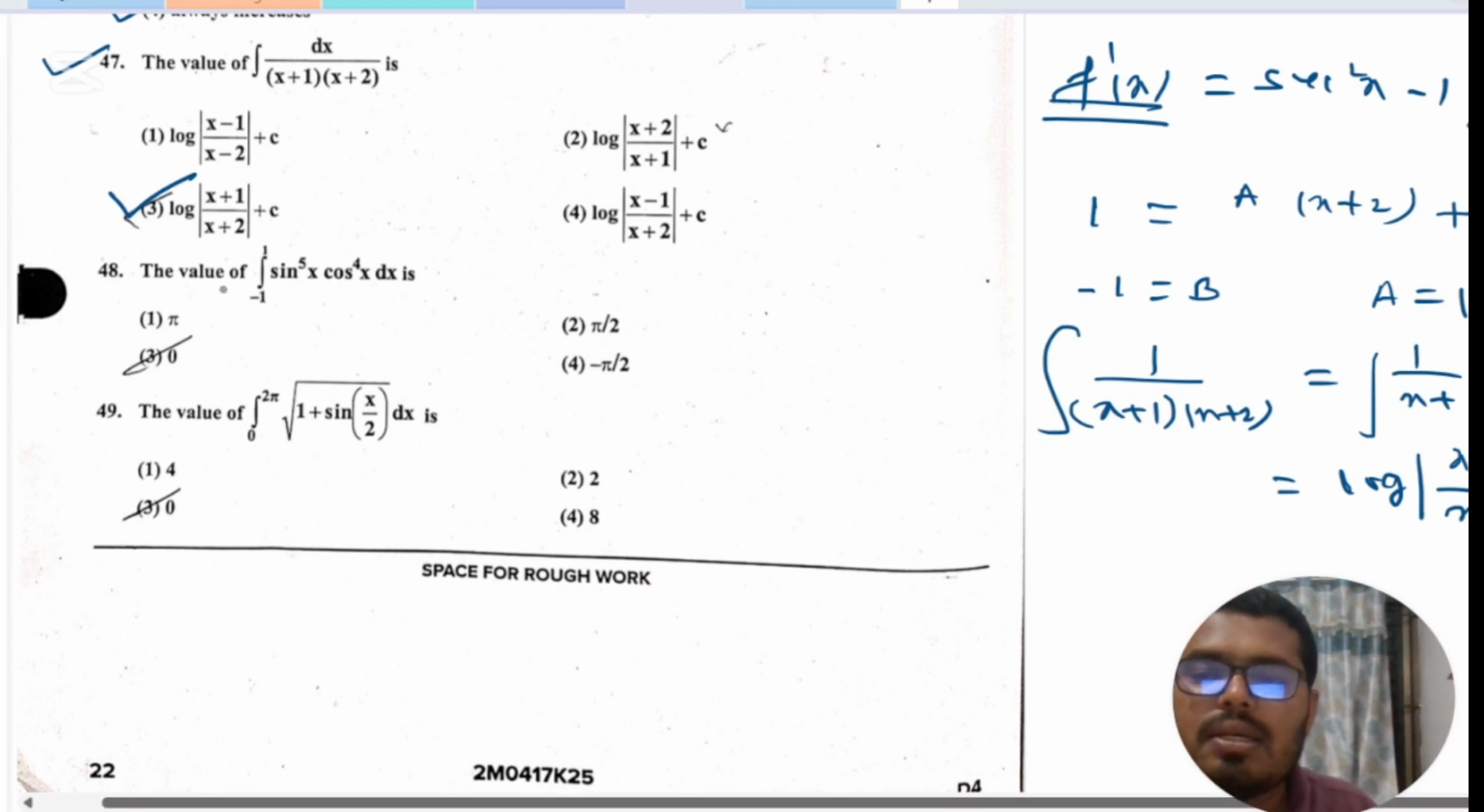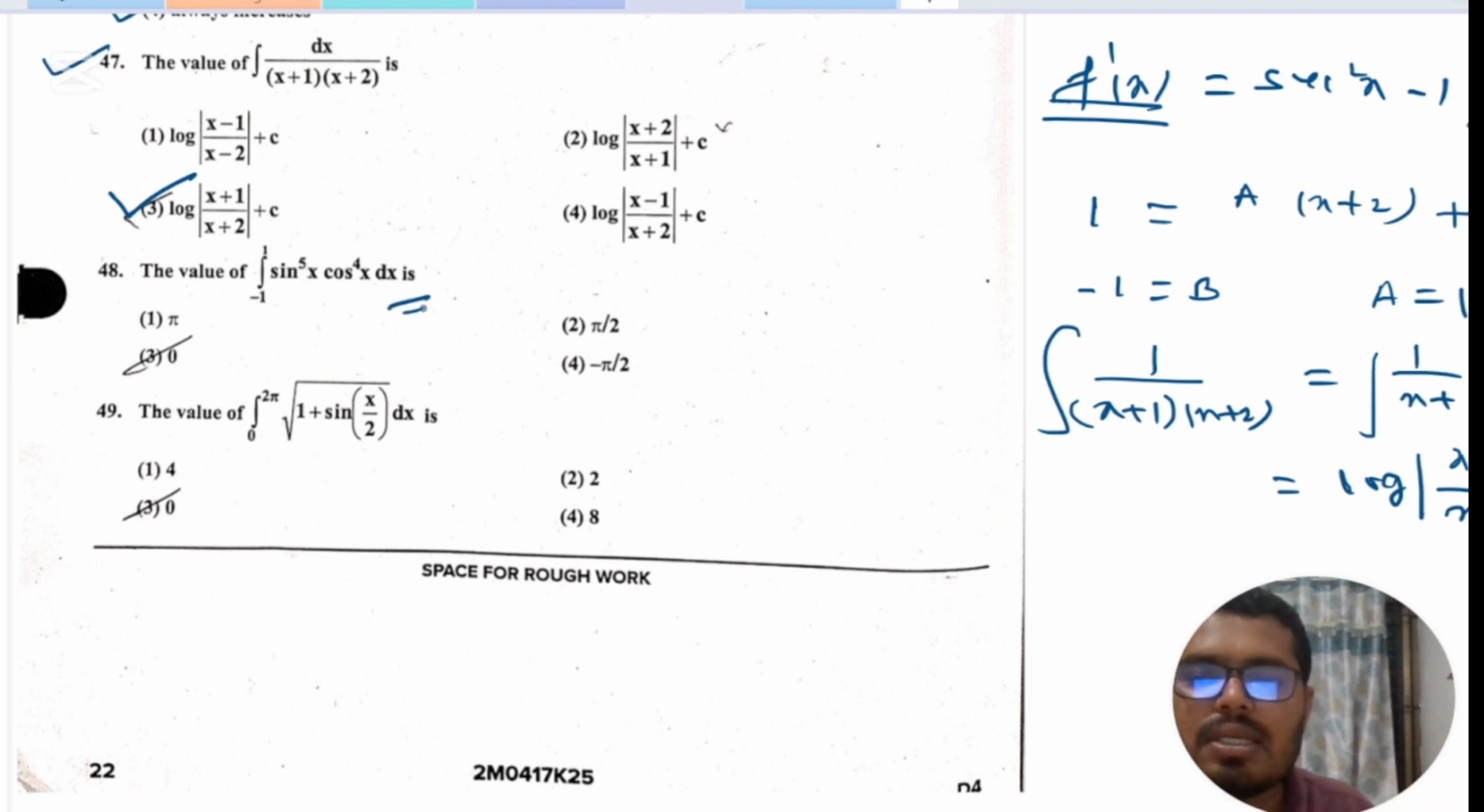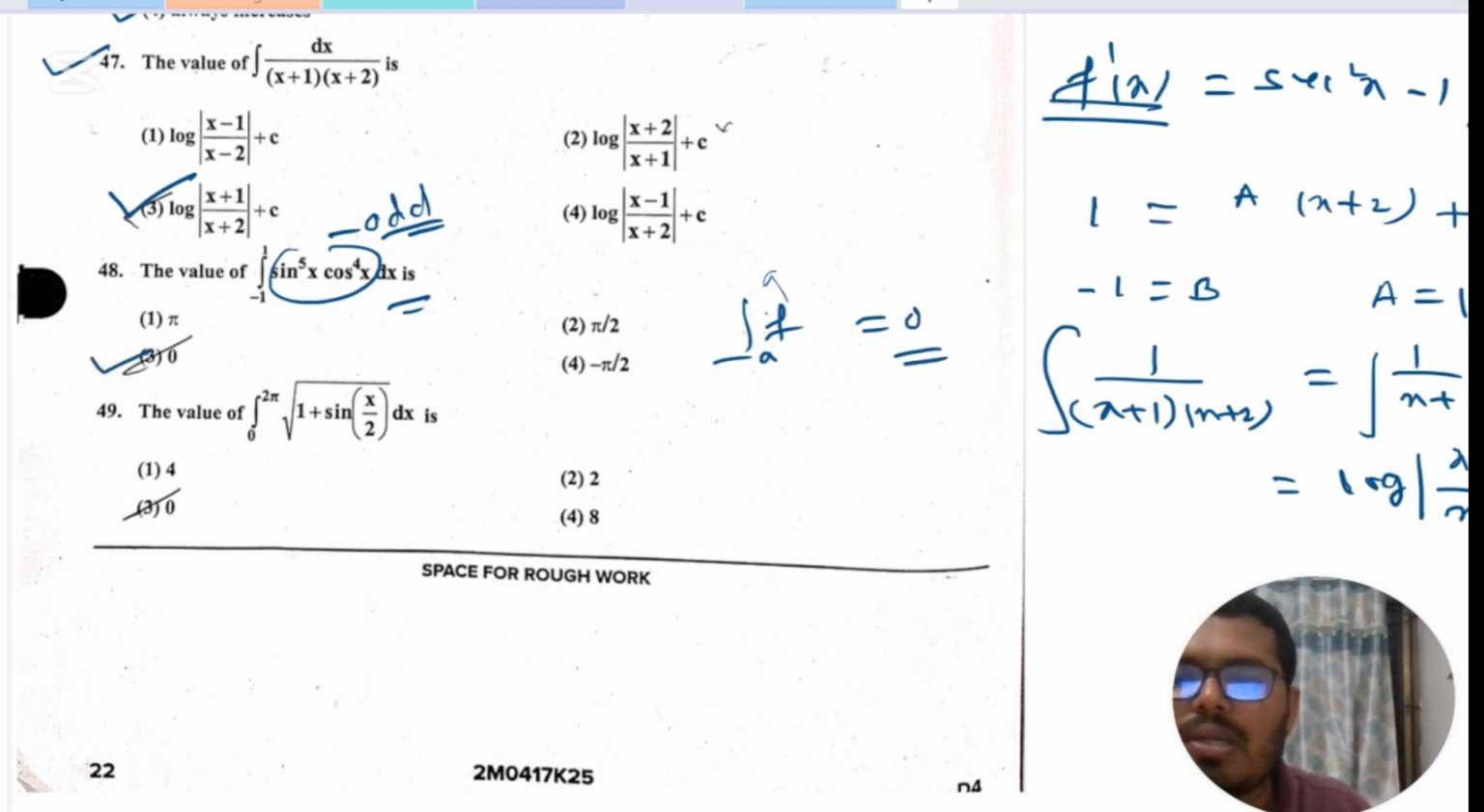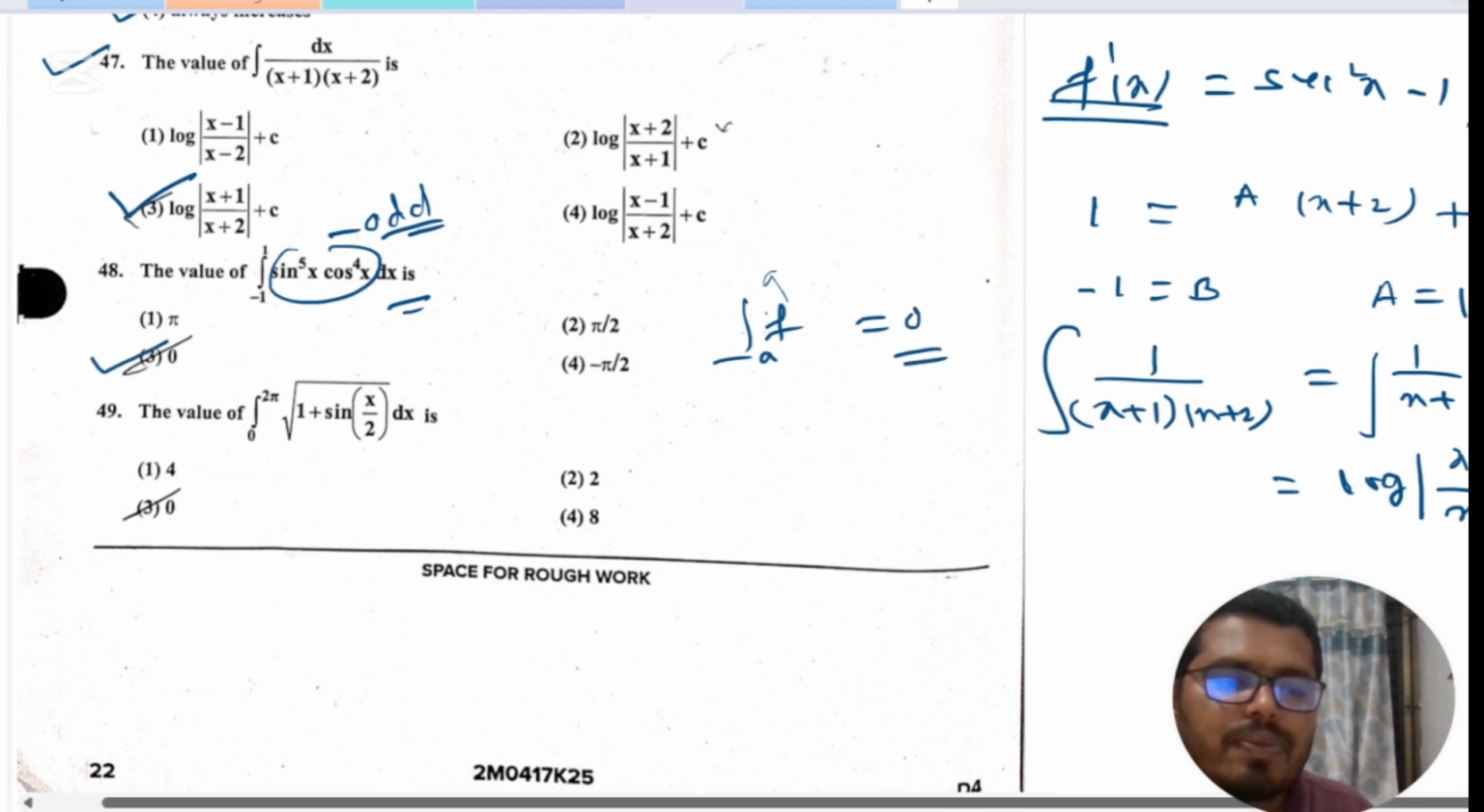Question number 48, the value of the integral from minus 1 to 1 of x raised to 5 times cos x raised to 4. If you observe here, cos is an even function, sin is an odd function. Therefore sin raised to an odd power is also an odd function. Therefore the total integrand is an odd function. Therefore the integration from minus a to a of an odd function is always 0. Therefore option number three is correct here.